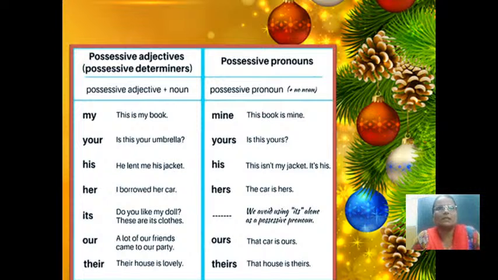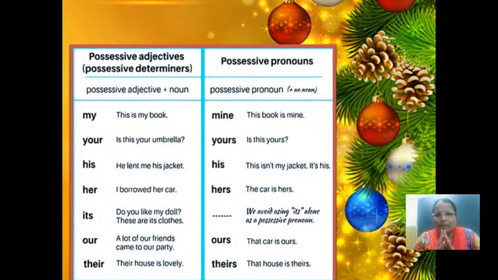Look, possessive adjective. Possessive adjective plus noun means after possessive adjective there will be always a noun. Very clearly understand. In the previous slide we studied that subject pronoun comes before a verb, object pronoun comes after a verb or a preposition. If you understood that concept, then it is easy for you to identify subject pronoun and object pronoun.